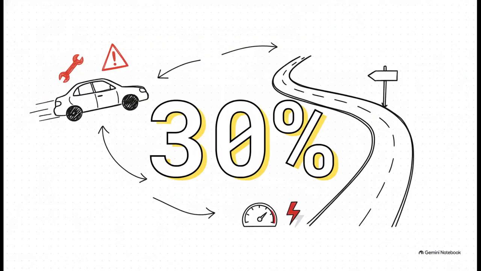Now, if an error is caught while you're actually driving at highway speeds, the car can't just shut the motors off completely, right? That would cause a massive, dangerous loss of power in fast traffic. Instead, it triggers the ASIL D limp home mode.